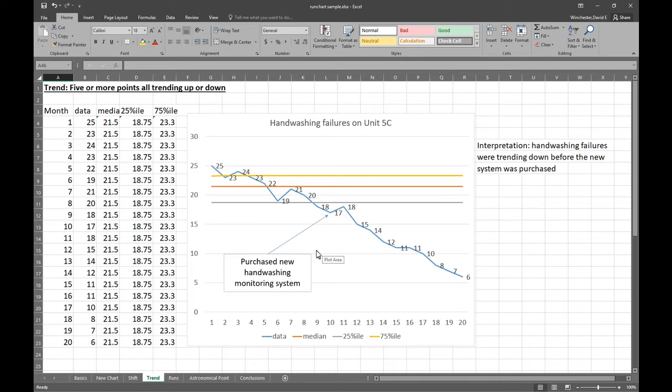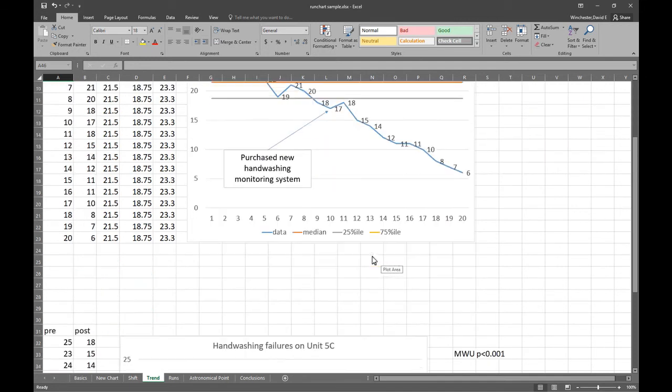Unclear to say exactly what was causing it, but it is probably a reasonable interpretation to conclude that hand washing failures were already trending down when this new system was purchased, and that maybe this system actually had nothing to do with it. So that becomes pretty important, because when the hospital says this is effective, they're thinking about buying this for the entire hospital system.